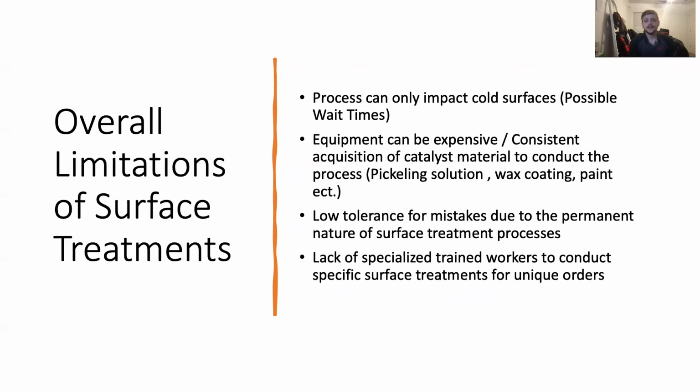There's also a low tolerance for mistakes due to the permanent nature of surface treatment. So when you paint things or you heat treat something or you pickle something, it's kind of a one and done thing, so you can't really mess it up. And then finally, there's a lack of specialized workers to conduct specific surface treatments for unique orders. So if you order something with a specific treatment type, it might be hard to find someone to do that specific thing because it's such a broad topic.